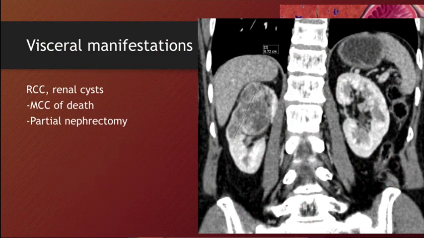Next, again, we'll see images for the visceral manifestations. Just to re-emphasize and recall, the renal manifestations, RCC, typically of the clear cell type, and renal cysts are the two renal manifestations. Here, this is again a CT scan.